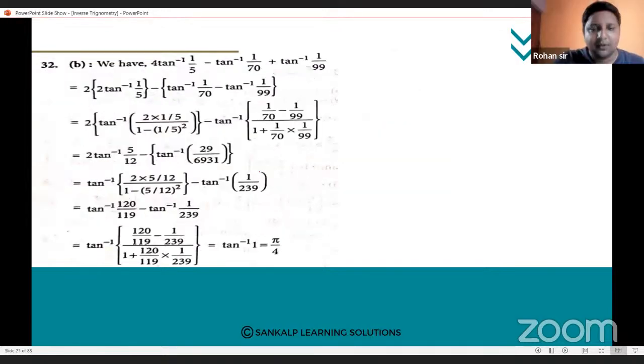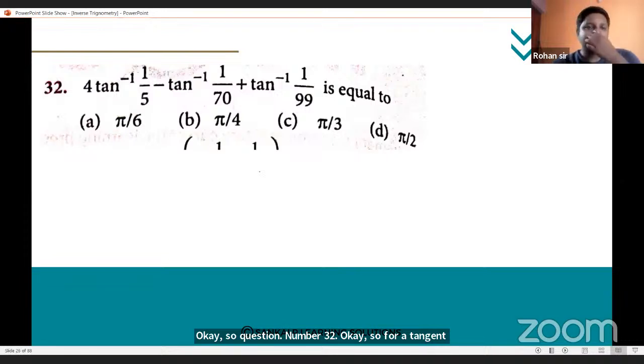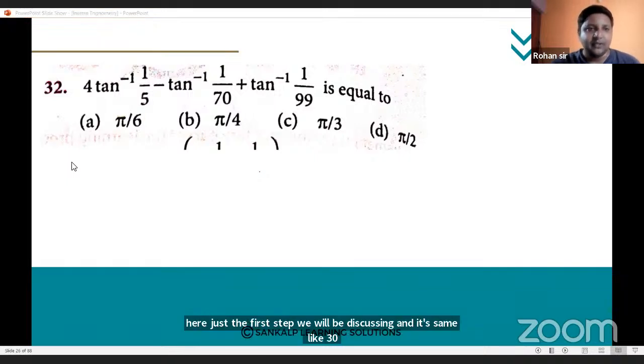Okay, so question number 32. 4 tan inverse 1 by 5 minus tan inverse 1 by 70 plus tan inverse 1 by 99 is equal to. Here, just the first step we will be discussing, and it's the same as the 30th example that we have done. The same steps we need to repeat here.